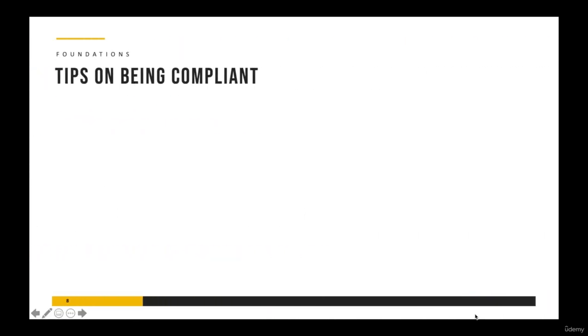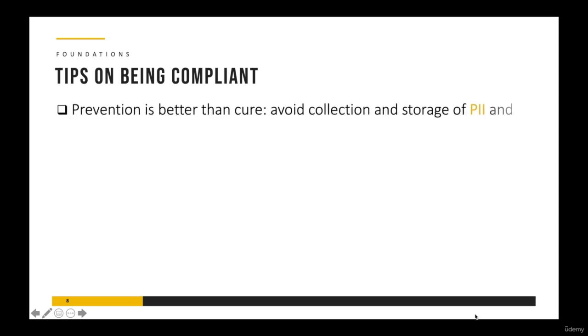Here are some tips on being compliant with these regulations. As the old saying goes, prevention is better than cure. If your company can conduct business without extensively collecting personally identifiable information and protected health information, you should do that. And even if you have to collect it, then it should be the minimal set that is required.